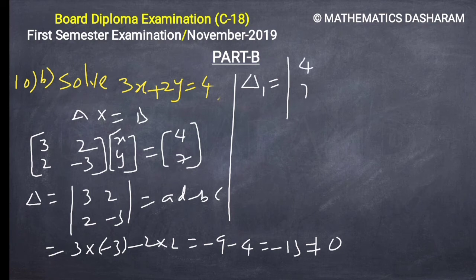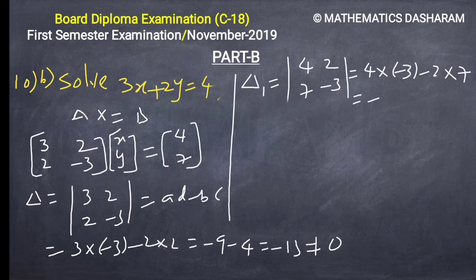So 4, 7, and write the second column as it is: 2, minus 3. Now let's find out its determinant. So 4 into minus 3 minus 2 into 7. 4 into minus 3 is minus 12, 2 into 7 is 14. So minus 26 is the delta 1 answer.